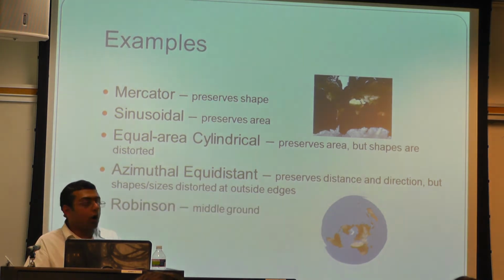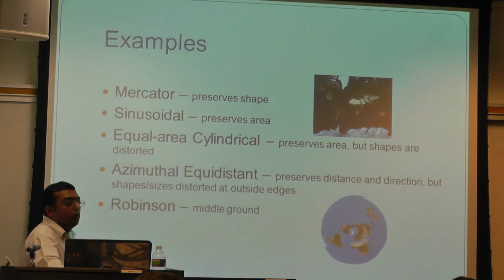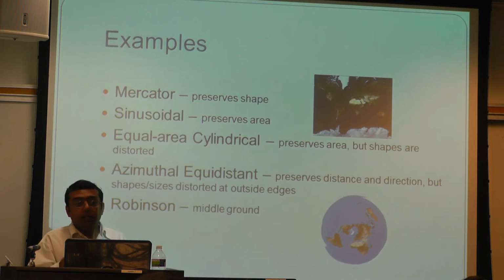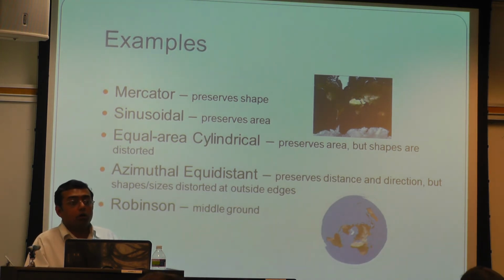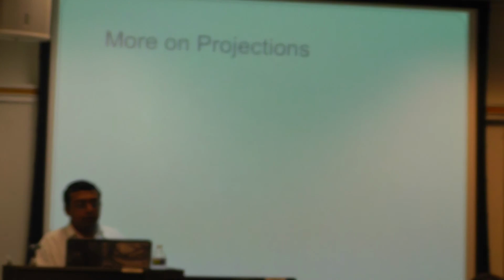And lastly, you have Robinson, which is middle ground. By middle ground, I basically mean in the middle of nowhere. It does not preserve any of the 4, but it does a decent job on all 4, right? And these are the common things that you will come across as you deal with stuff.